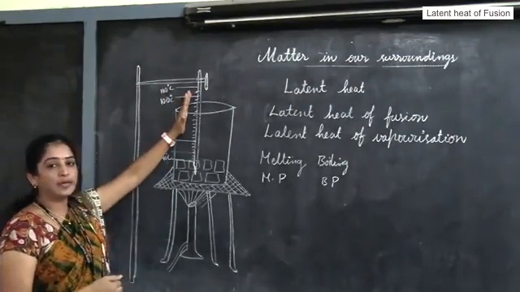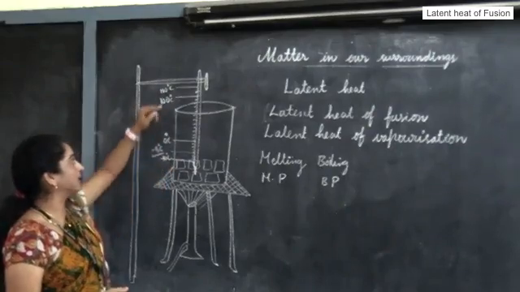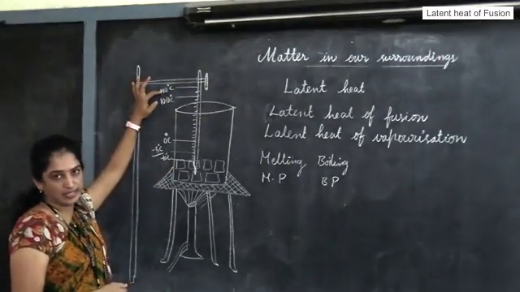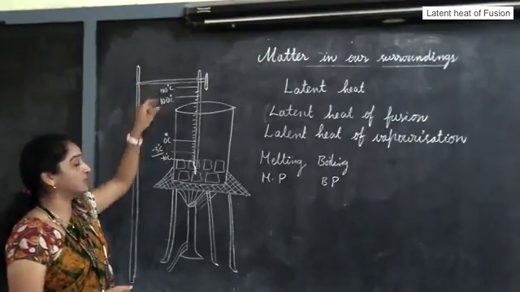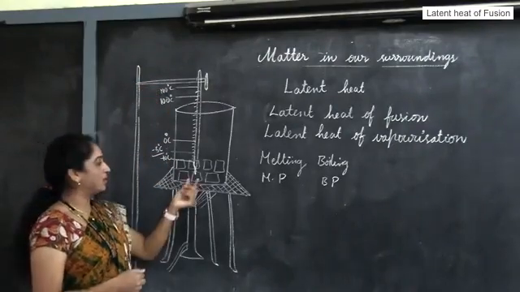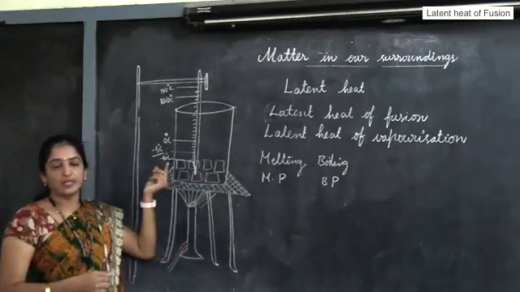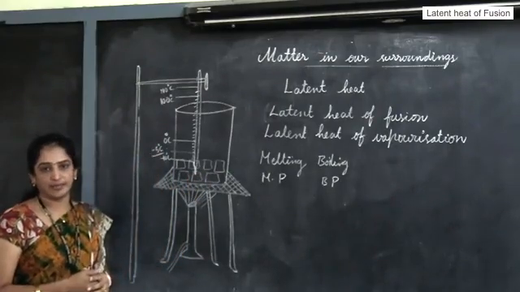The laboratory thermometer is calibrated from minus 10 degrees centigrade to 110 degrees centigrade. We can measure the temperature of substances from minus 10 degrees to 110 degrees centigrade. Now the temperature of the ice cube, suppose, is minus 5 degrees centigrade.